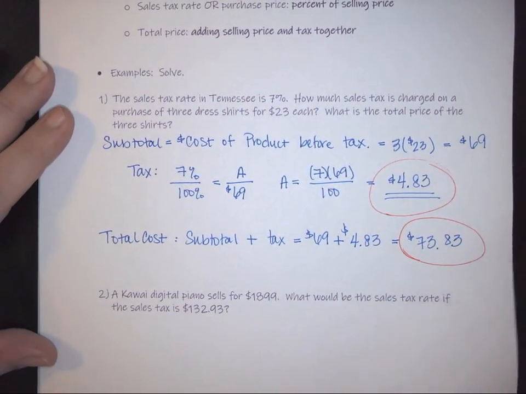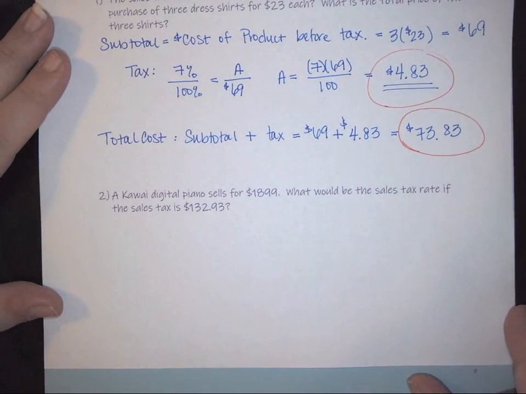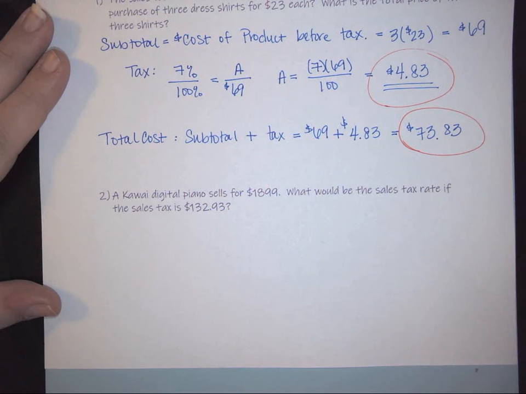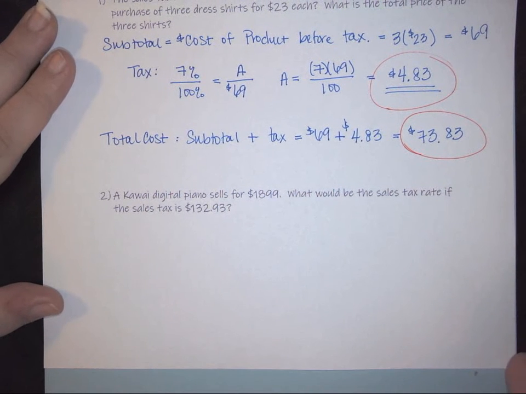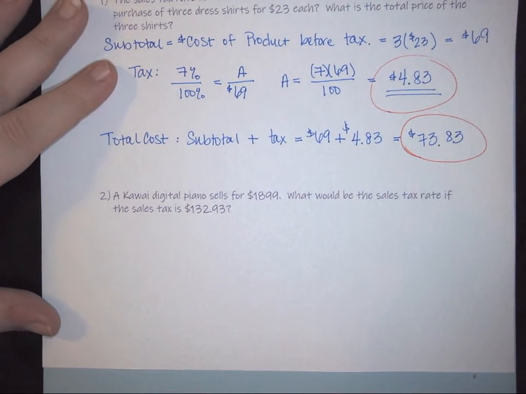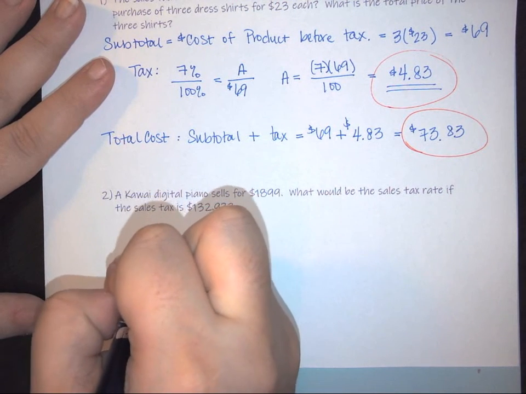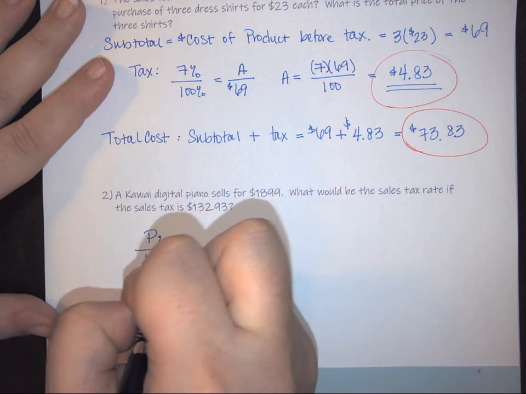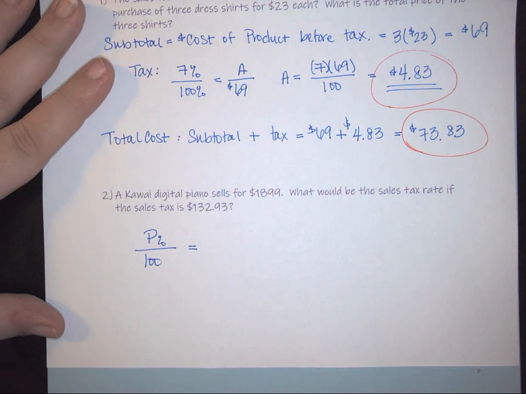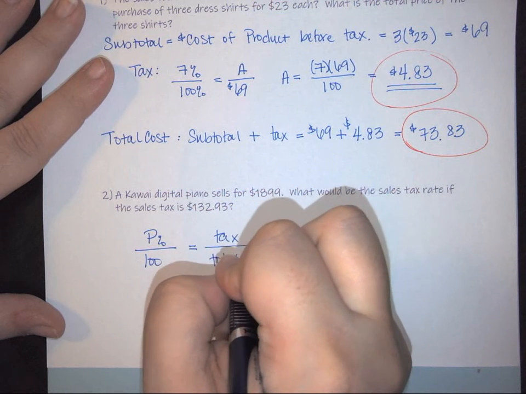Okay. Now the second one says a Kawai piano sells for $18.99. What would be the sales tax rate if the sales tax was $132.93? So again, I would set up your proportion here in that we know your percent is to 100 as your tax is to your total. Okay, that's what we're looking at.